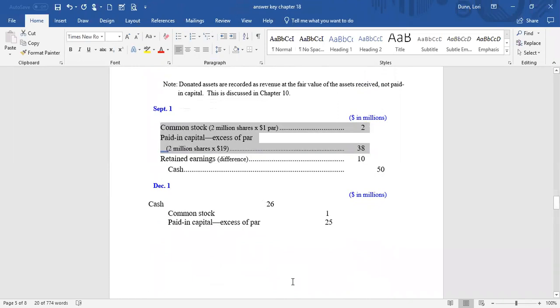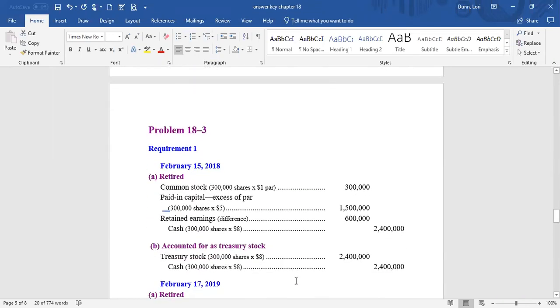Okay, so those are some interesting journal entries and transactions. We're now going to move to problem 18-3, which is when a company reacquires its stock and maybe holds on to it to resell it, or they may hold on to it and then retire it. And that's when the common stock receives the label of treasury stock. So treasury stock is just a label we put on the common stock of a company when it owns its own common stock. Let's take a look.